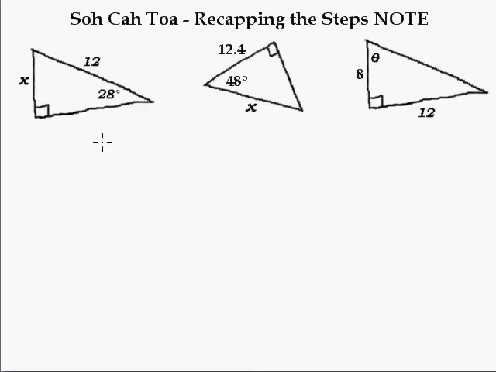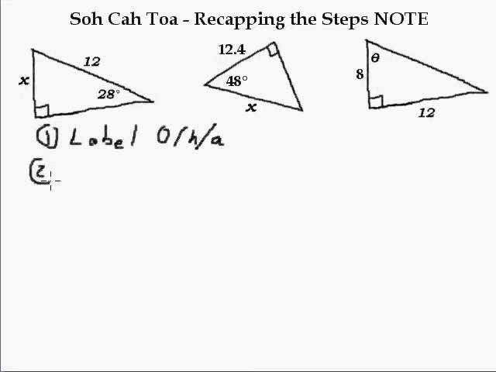How do all of them start out? Well, all of them start out that we, first of all, label the triangle. So this is step 1. So we label O, H, A. That's what I do every single time.